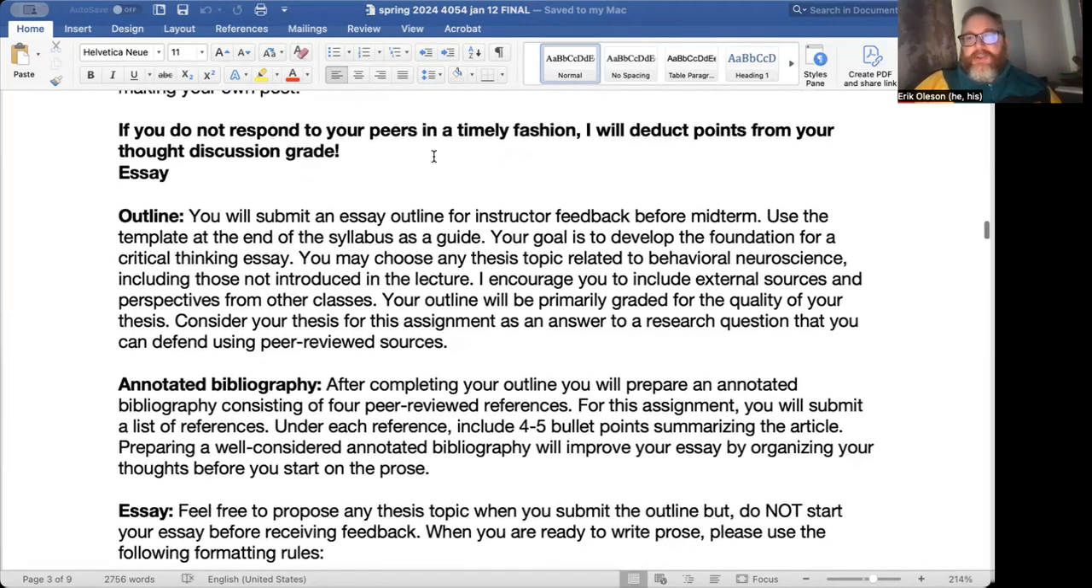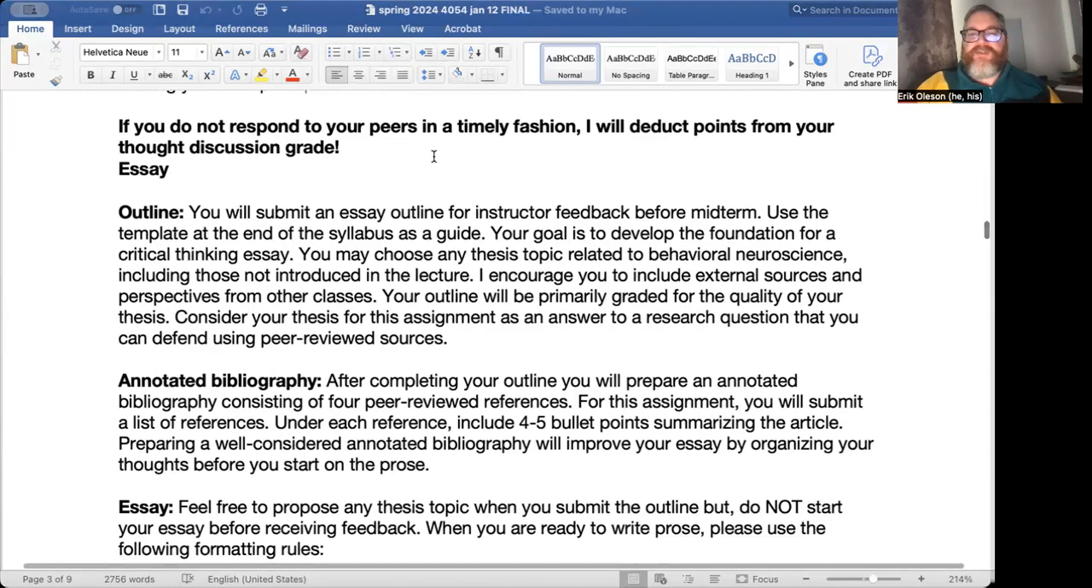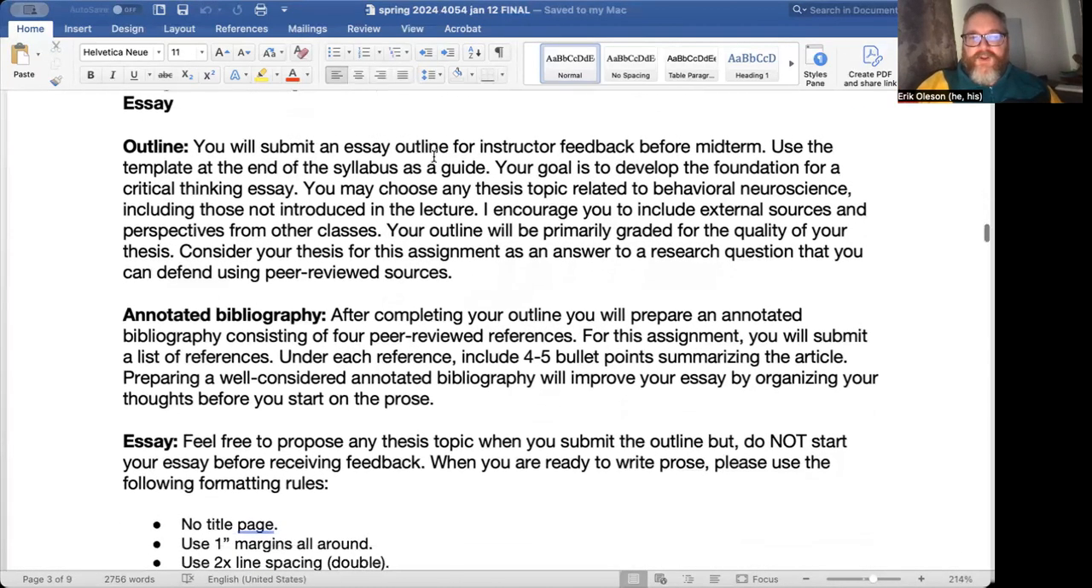In addition to these module assignments of creating the critical thinking paragraphs, studying my content and taking the quizzes, you are going to be responsible for developing an essay. In the process of this, first you will create an outline, then an annotated bibliography, and then finally an essay after receiving feedback on the first two.